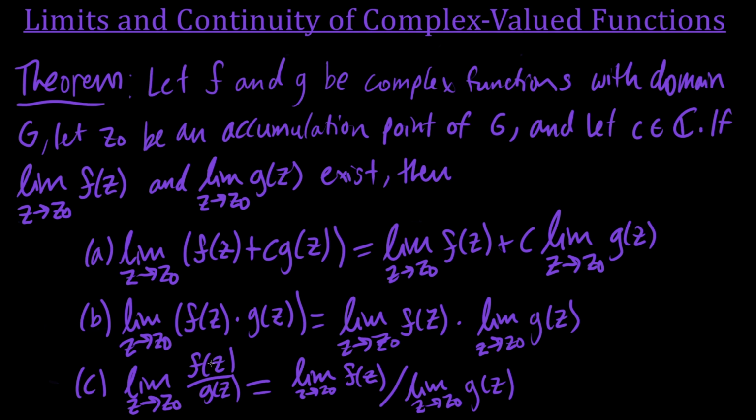Property B is simply that the limit of the product of two functions equals the product of the limits of the two functions. And then finally, property C says that the limit of the quotient of two functions equals the quotient of the limits of the two functions. And it's important to note that with property C, the limit of g of z as z approaches z0 cannot equal 0 because we cannot divide by 0.